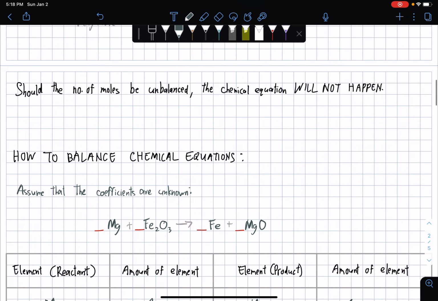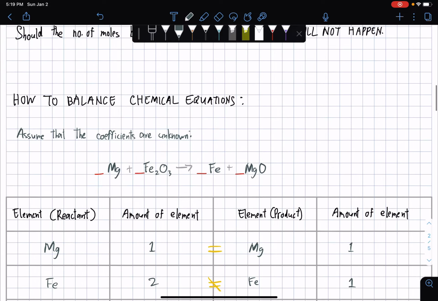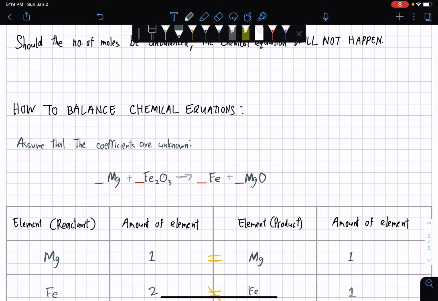So, should the number of moles be unbalanced, as I said earlier, either in the reactant or the product, the chemical equation will not happen. There will be no such thing as a chemical equation with unbalanced reactants and their corresponding products. So now the question is, how do we balance chemical equations should they be unbalanced in the first place? Well, we have to assume that the coefficients are unknown.